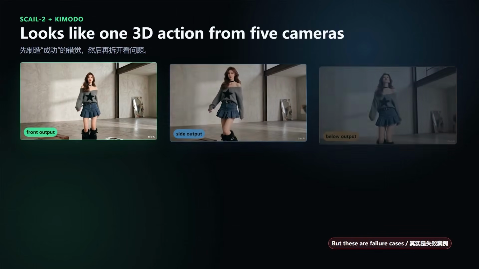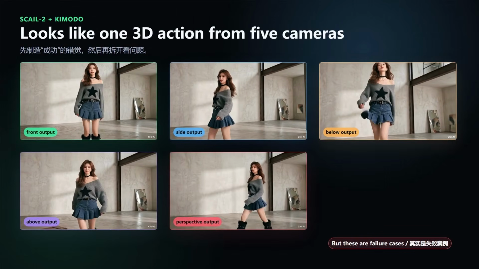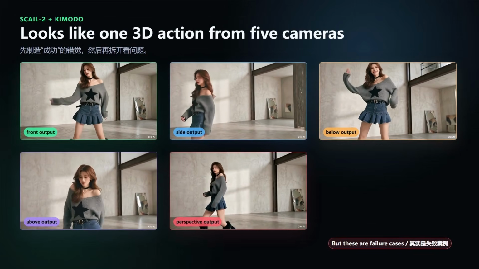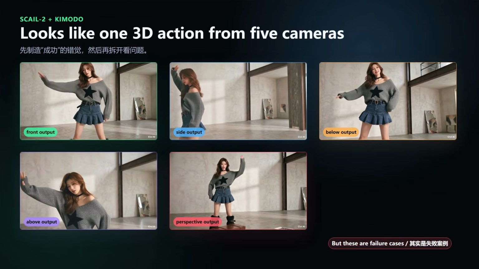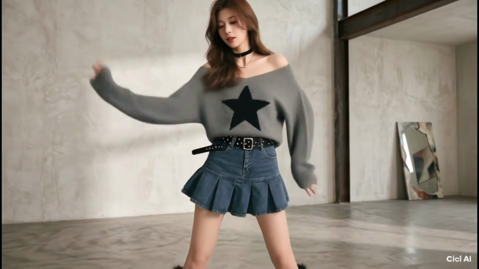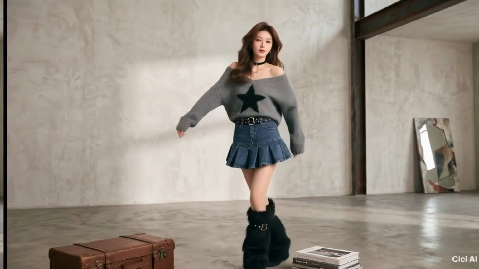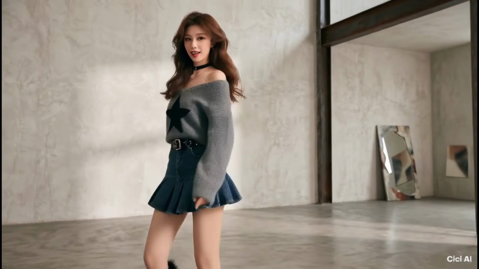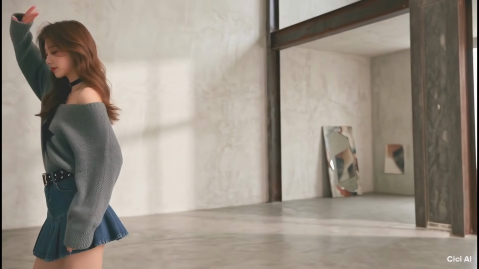First, take a look at these videos. Same character, same set of movements: side view, top-down view, low angle view, and also a perspective angle. At first glance, doesn't it look a bit like the same 3D motion being captured from different camera positions and then turned into realistic character videos with AI?